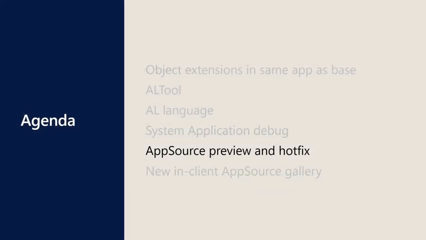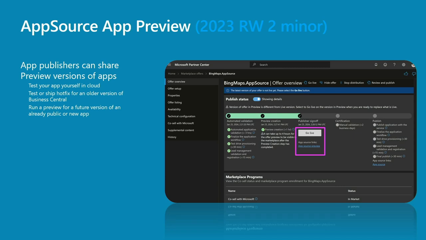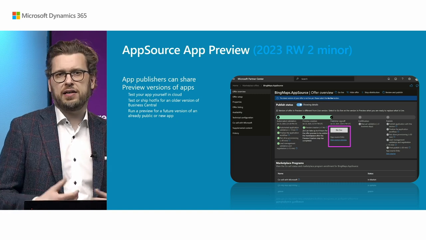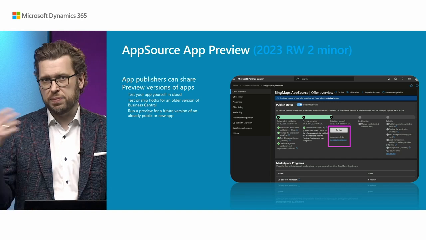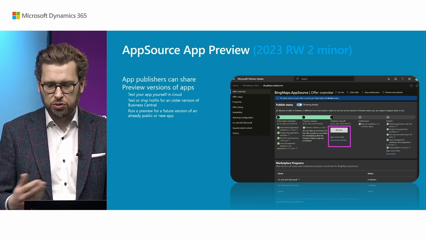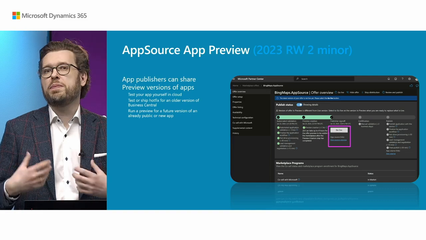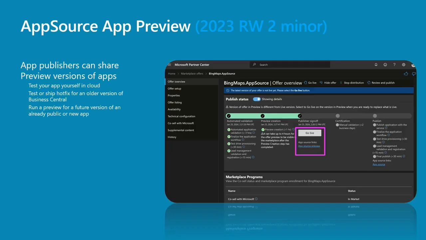So let's switch gear to the first of a couple of AppSource improvements, and we'll start out with AppSource Preview. We now support the AppSource previewed state, which all submitted apps automatically go to when passing validation. So that means that as a publisher, you can release your app directly to public visibility in the AppSource marketplace as usual.